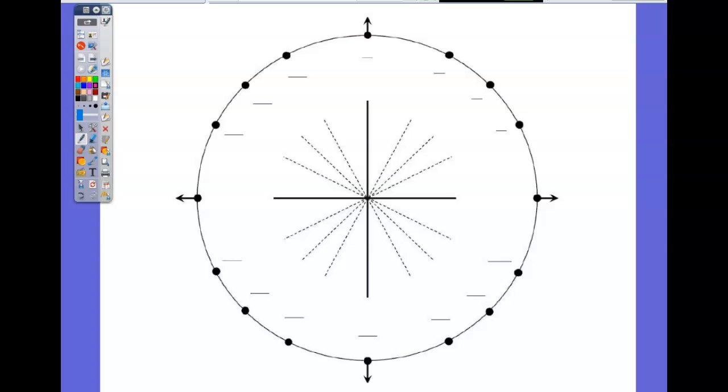Okay, so the first thing we're going to open today is in Schoology, and it should be the top one. I think it says more unit circle practice. And when you open it, this is what it looks like.